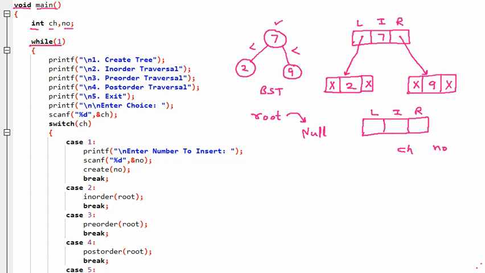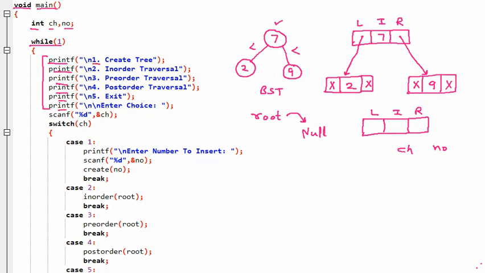Now while one, this is the infinite loop. Whenever we put a one inside the while, it becomes infinite. So here this one is the menu we are giving to the user. The printf statement means printing on the screen.